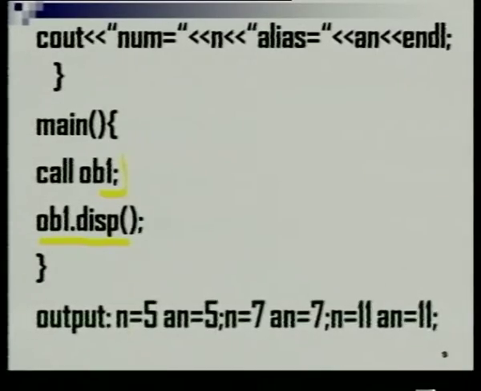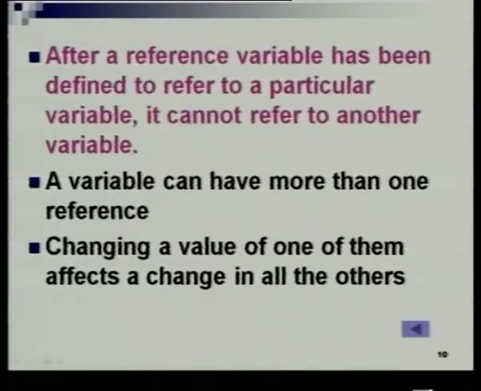First we have 5, then we have 7 and then we have 11. So, this is how an alias is created with regards to call by reference method of function execution. Now, these are the points to be noted in call by reference execution. After a reference variable has been defined to refer to a particular variable, it cannot refer to another variable. This goes without saying. We cannot use the same alias name for 2 or more variables.